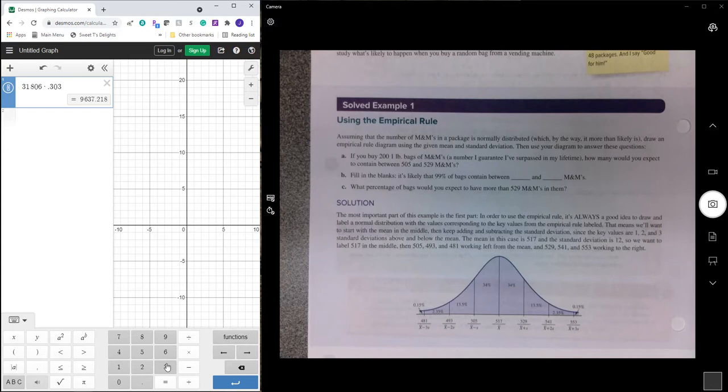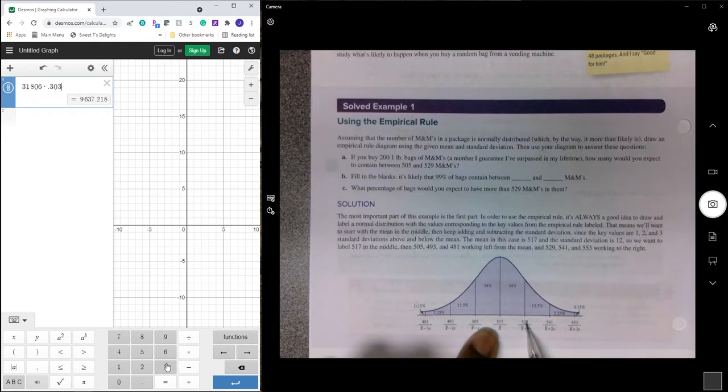Okay, now it says here, the most important part of this example is the first part. In order to use the empirical rule, it's always a good idea to draw and label a normal distribution with the values corresponding to the key values from the empirical rule. That means we'll want to start with the mean in the middle, then keep adding and subtracting the standard deviation, since the key values are 1, 2, 3 standard deviations above and below the mean. The mean in this case is 517, which is listed here, and the standard deviation is 12.